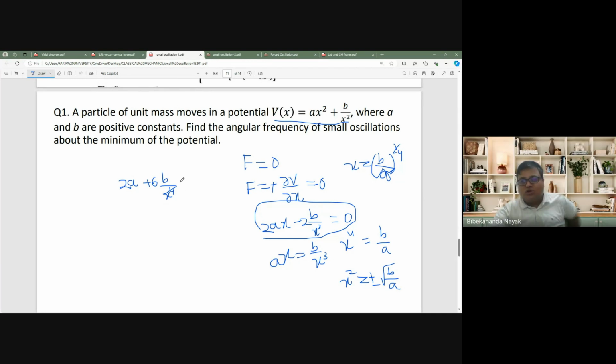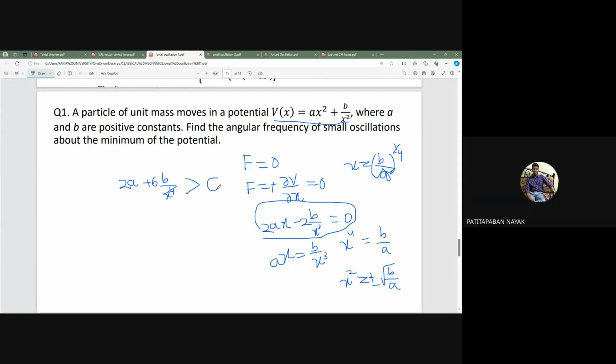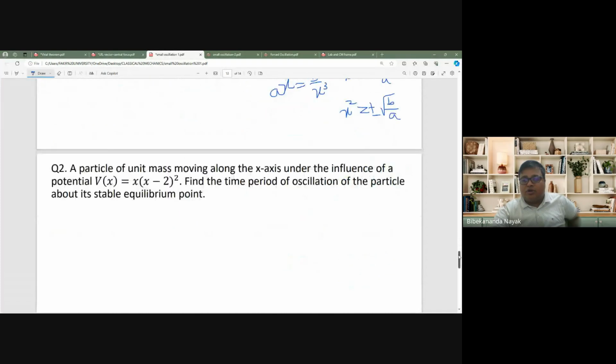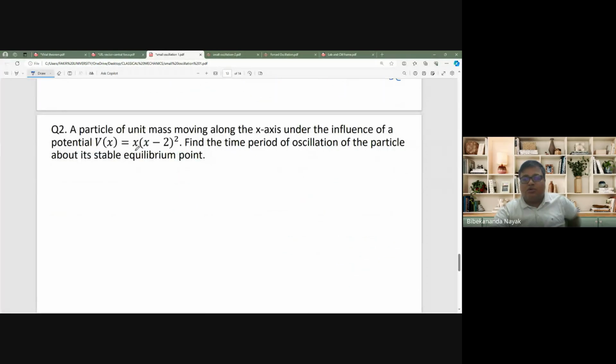Greater than 0 means it is a minimum. V is minimum, so it is a stable equilibrium case. So these points are the stable equilibrium points. Clear? Yes, sir. Similarly for this, tell me what is the stable equilibrium point?